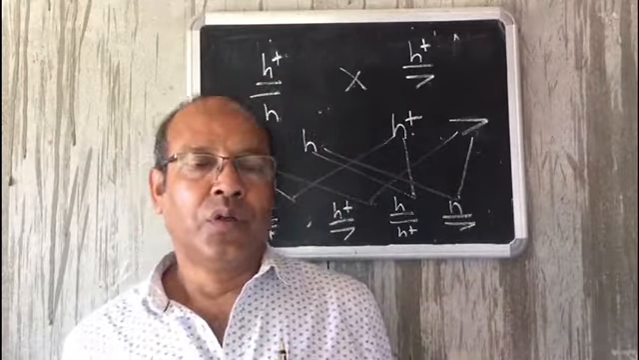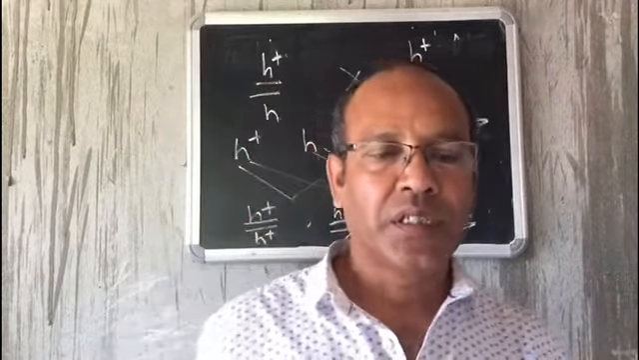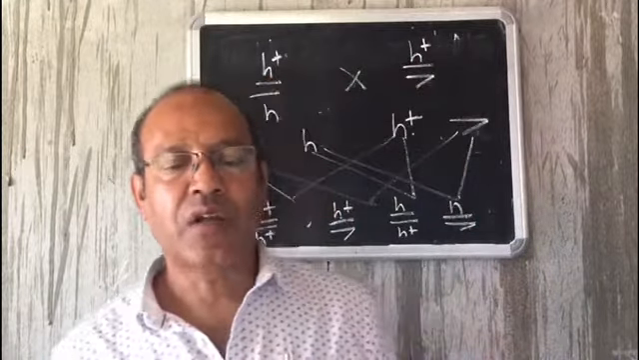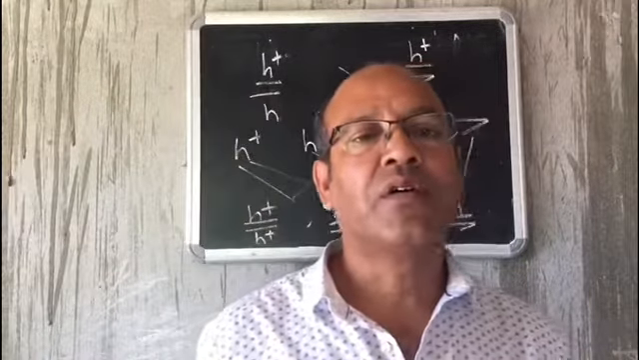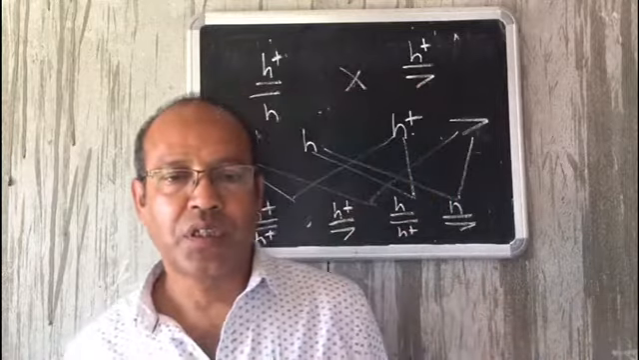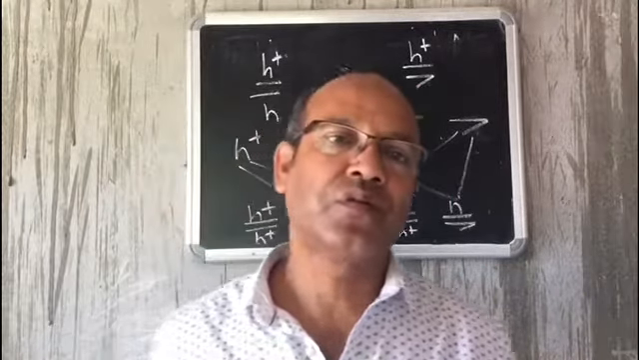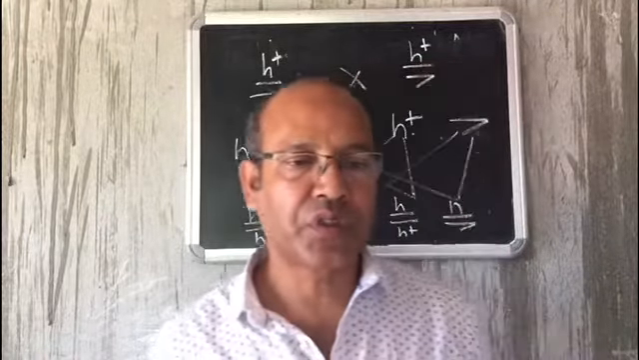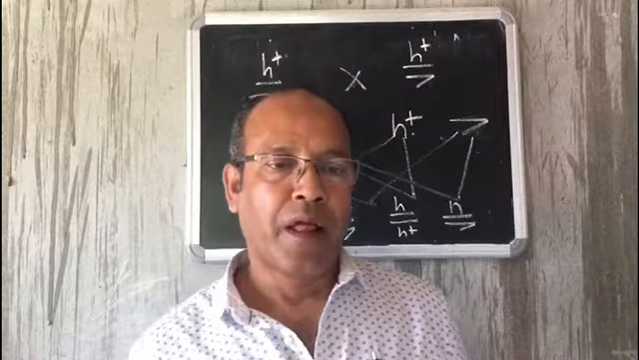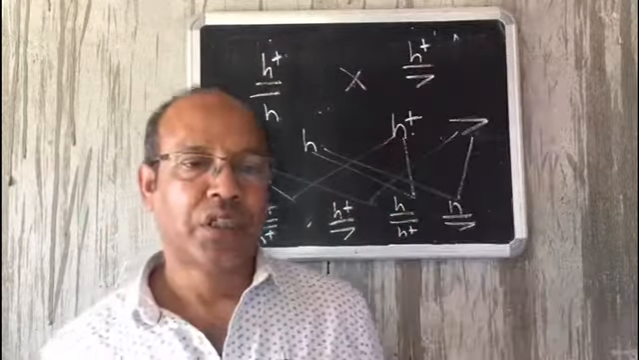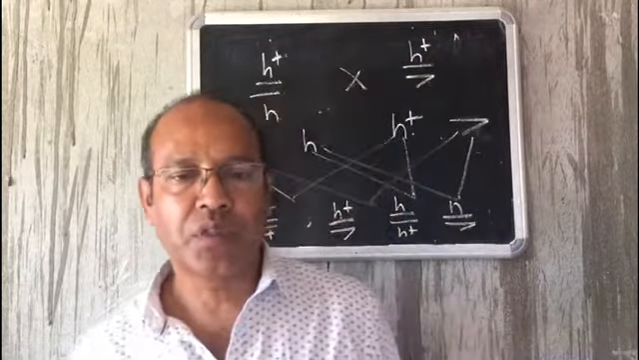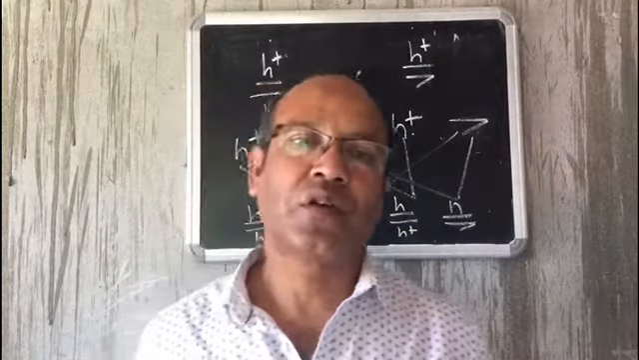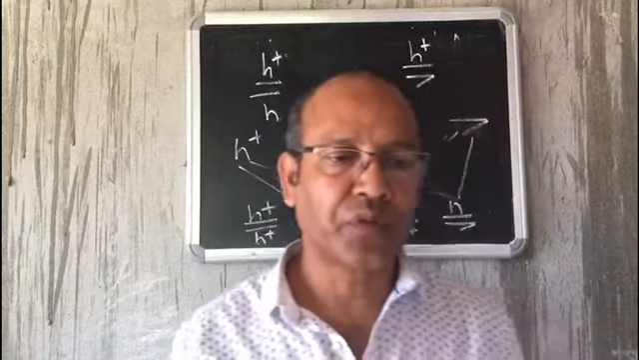Now, what is the difference between sex linkage and autosomal linkage? Sex linkage is located on the X chromosome. Autosomal linkage is present on the autosomes, that is, the 22 pairs of chromosomes.